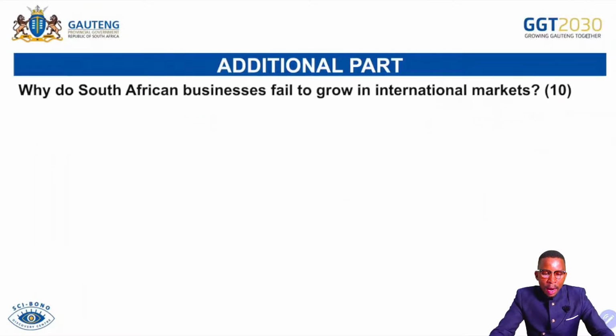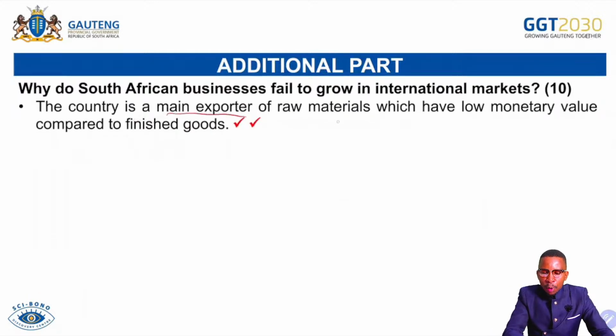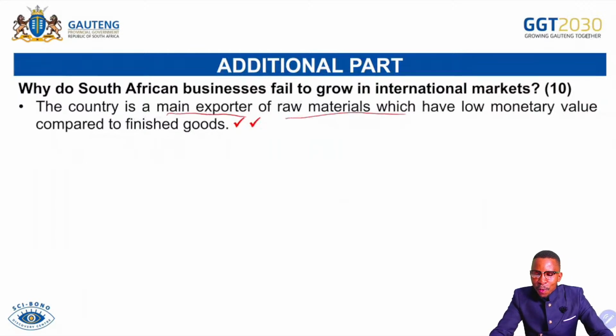Additional part. Why do South African businesses fail to grow in international markets? Let's check. The country is a main exporter of raw materials, which have low monetary value compared to finished goods. We know that mostly we have natural resources that are sold abroad, and they are sold at a lower cost because they mainly have strategic value. They do not have much value if they have not been transformed and value added. So in that case, we sell them at a lower cost and bring them back at a higher cost. So our local firms find it difficult to be competitive because they simply sell the natural resources instead of selling the final goods that have been transformed.